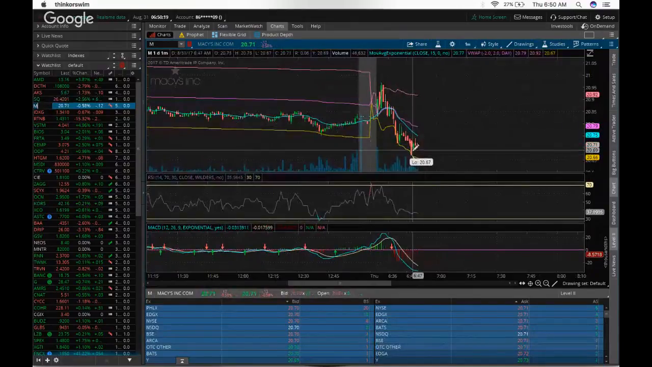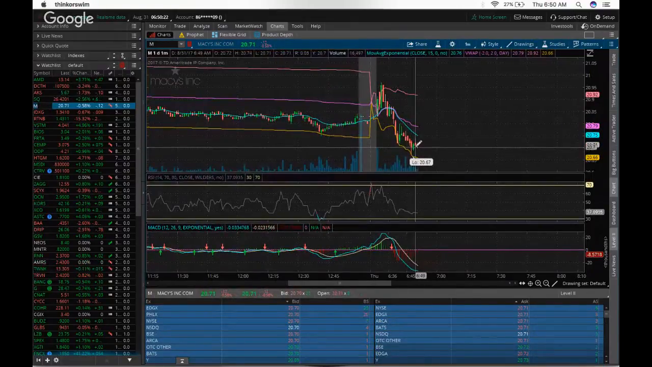You don't want to regret not following with a stop loss or locking in profits. So it looks like we had a little bit of a bounce on the VWAP. Now it's trying to hold above 2070, but can it hold? This is Macy's again.